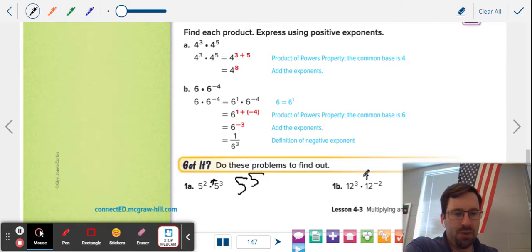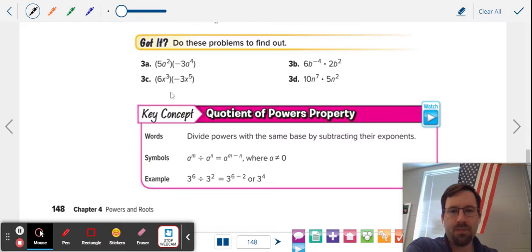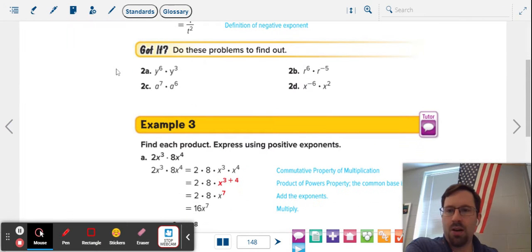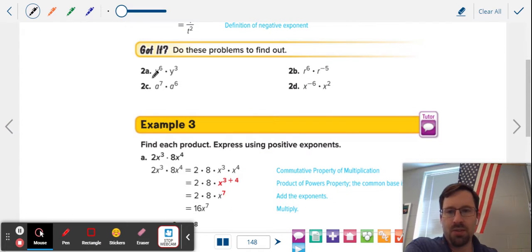So here it's 12 to the third, 12 to the negative second. They're both the same base of 12. 3 plus negative 2 is 1. 12 to the first, or just 12. Now, what do we do if we have variables? Okay, same base of y. 6 plus 3 is 9, y to the ninth.